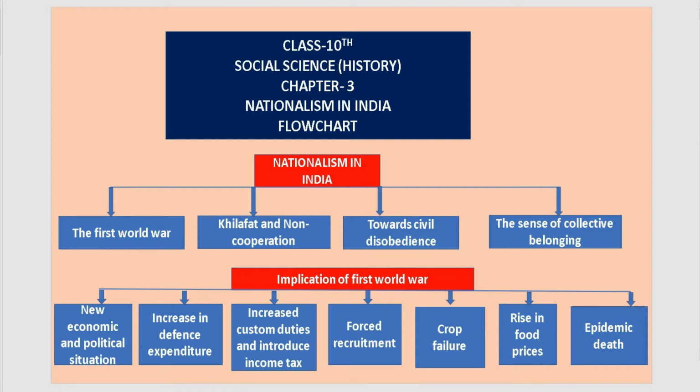Today in this video I am going to show you the flowchart of class 10th history chapter 3, Nationalism in India. On the flowchart I am going to show you all the important headings of the chapter. First of all, it is given Nationalism in India, and under this we have 4 subheadings. In the way of these 4 subheadings you have to read the whole chapter. It is First World War, then Khilafat and non-cooperation movement, how these two movements are interconnected to each other, that we are going to read in the chapter.